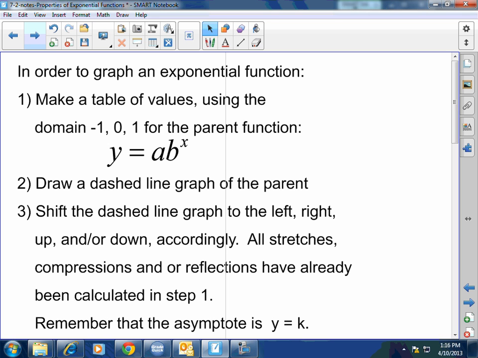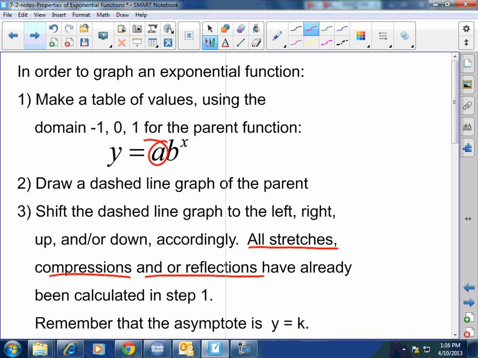accordingly. The good news is that by incorporating this A into the first step, I have already completed all stretches, compressions, and or reflections. They have already been calculated. That's why I do it this way. If you do it the way some books say, after you found all your values, you've got to see if you have to reflect them or compress them or stretch them. And that's a pain.